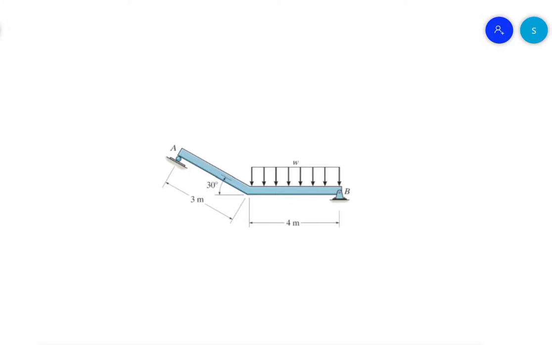Okay, so we have a beam that is submitted to a distributed load W, and we know the value of W. We know that W is 3 kilonewton per meter. And the question is, what are the reactions at A and B? So first, let's replace this distributed load by one load that will be in the middle.